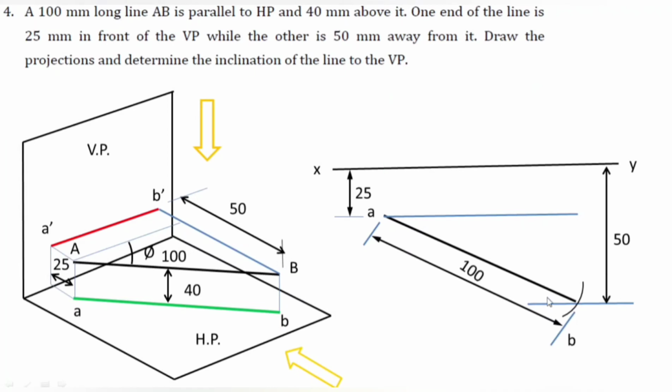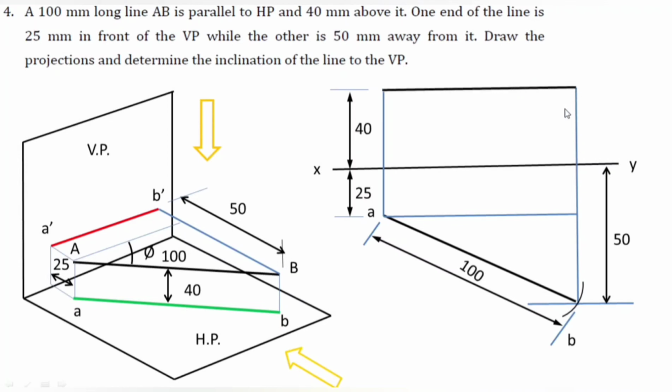Now I need to draw my front view also. How are we going to draw it? We draw two perpendiculars, one from here and one from here. This distance is 40 mm, and from here also the distance is 40 mm, because the line is 40 mm above HP. This end is A dash and this end is B dash. I join them first, and later on we can name them.